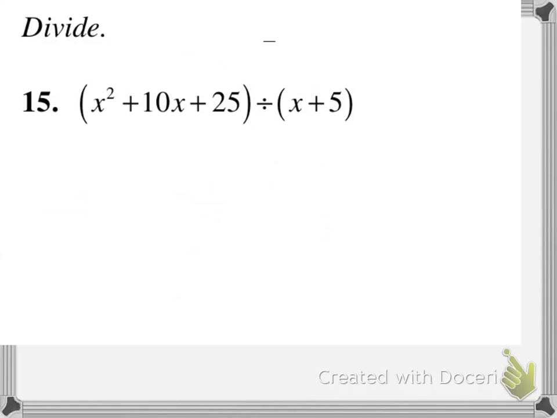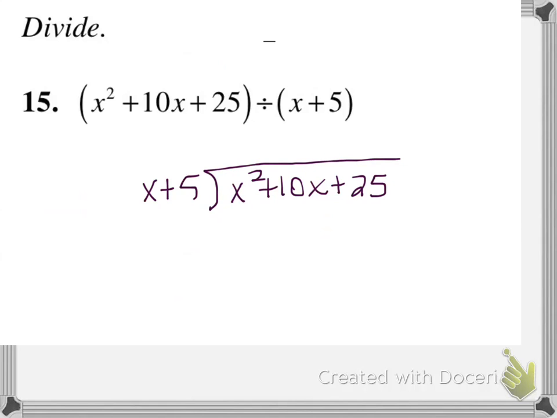Now we're going to look at dividing by polynomials, and this is where long division is going to come in. So the first thing I'm going to have to do is rewrite it as long division. So I'm going to have x squared plus 10x plus 25 divided by x plus 5. I need to leave myself a little bit of room. Later on you'll learn another method for dividing polynomials, but we're going to focus on long division.